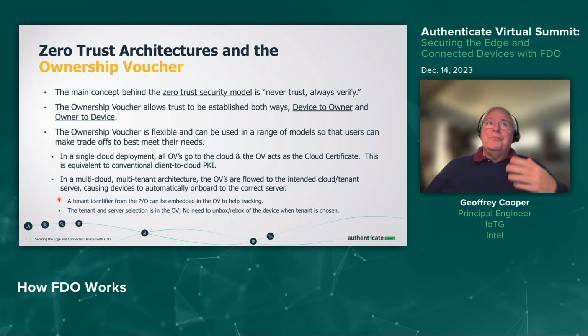Okay, so the ownership voucher is sort of a new thing, and new things are always a little bit suspect, a little bit nerve-wracking. But we think it's something that's really going to help you. Think of it as the ticket for onboarding your device to the cloud in exactly the way you want to onboard it.